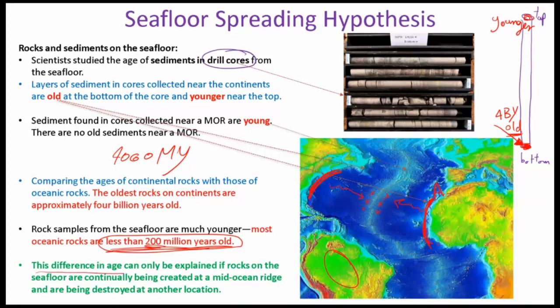So this difference in ages can only be explained if rocks on the seafloor are continually being created at the mid-ocean ridge. It's created at the MOR in the center here, and then they move toward the continent. And when they move toward the continent, they push the continents away. Okay? And they are being destroyed at another location. In the next lecture, we will study why the oceanic crust is being destroyed in another location. Okay?